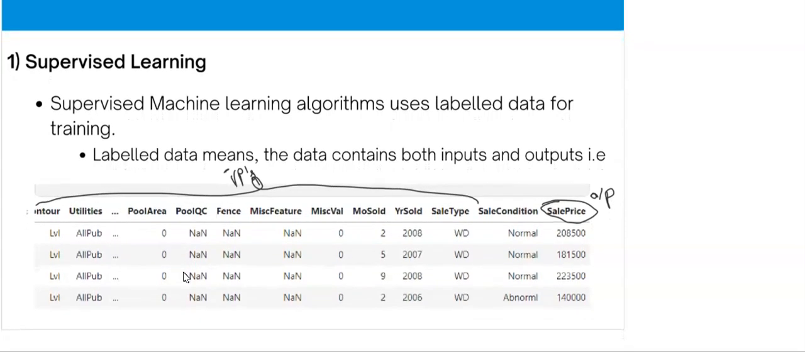Here you can see supervised machine learning algorithms uses labeled data for training. What does labeled data mean? Let's say for example, you are calculating the area of a rectangle. We know area of a rectangle equals length into breadth, right? Consider this is a rectangle, this is length into breadth, and this is nothing but area. So here this is labeled data. Why? Because for a particular input, there is an output. That is why this is called labeled data.